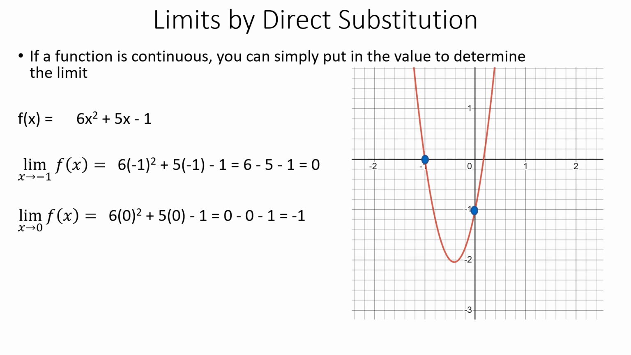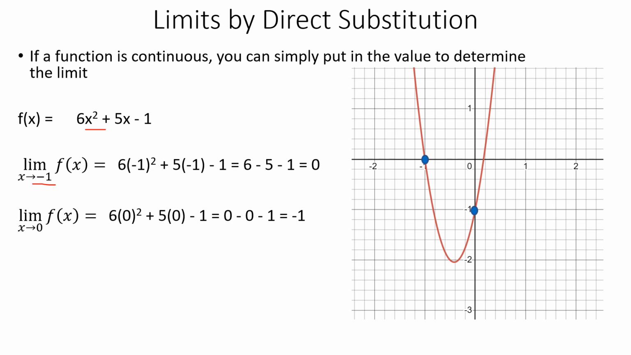If I have a continuous function, such as a parabola right here, I can simply put the value of the limit I'm looking for right into the equation. I've got an equation here, f of x equals 6x squared plus 5x minus 1, just a parabola. And if I put in -1 for the limit, I don't have any holes, I don't have any discontinuities, I don't have any piecewise functions. I'm just going to put it right in. I'm going to use the equation.